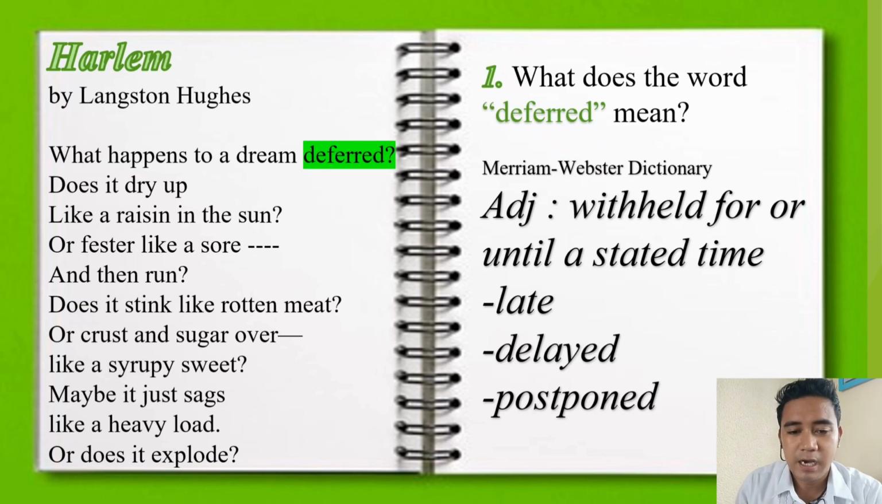In Merriam-Webster dictionary, the word deferred is an adjective which means withheld for or until a stated time. It is also synonymous to late, delayed, and postponed. So in a sentence, if you're going to use it for you to understand it very easily, what happens to a dream when it is postponed?